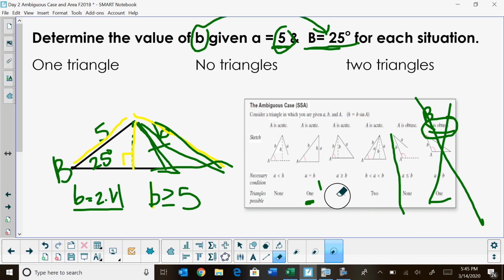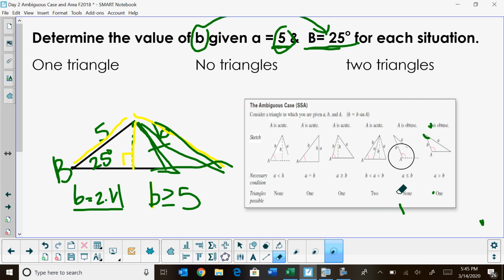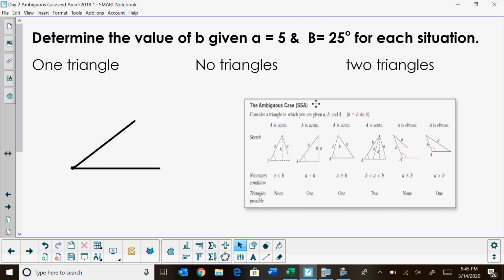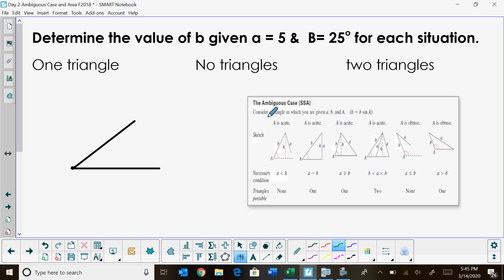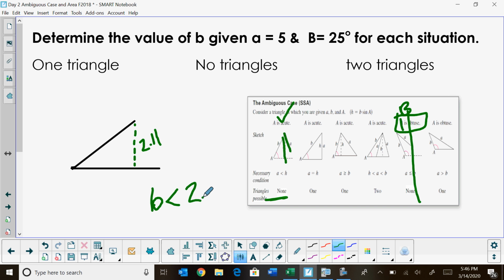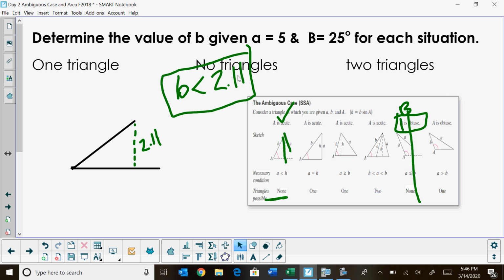Okay, so now let's look at no triangle. In order for there to be no triangle created, no triangle, this is the only case we're looking at right here, because we know that B is the given angle. B is not obtuse, it's acute. So we're only looking at this scenario. That means this opposite leg has to be shorter than the height. Well, we just calculated the height. The height was 2.11. So that means B would have to be less than 2.11. Then if B is less than 2.11, it's too short to be a triangle.